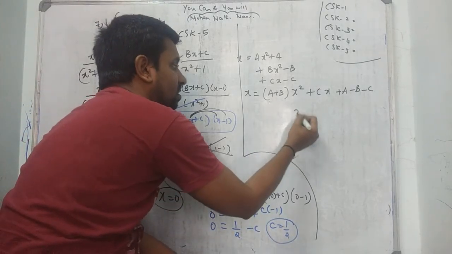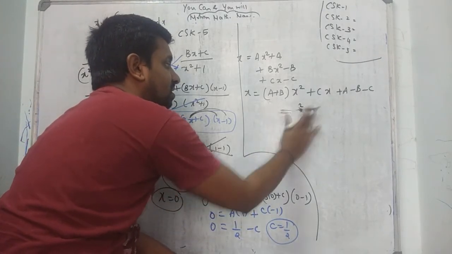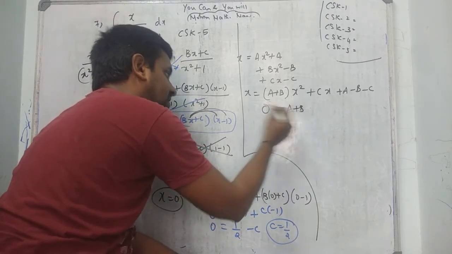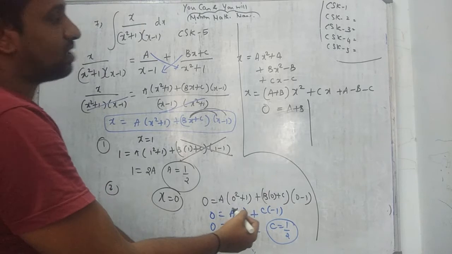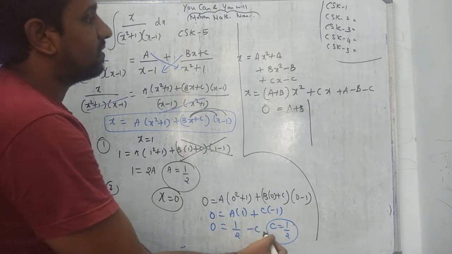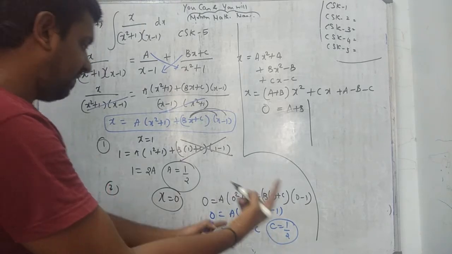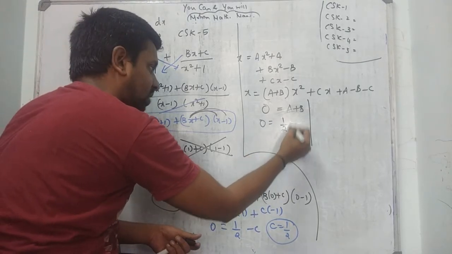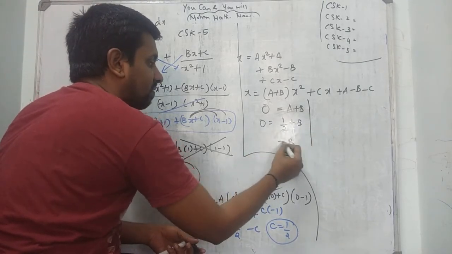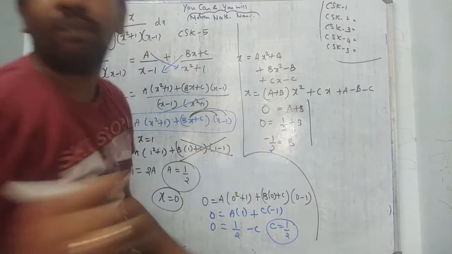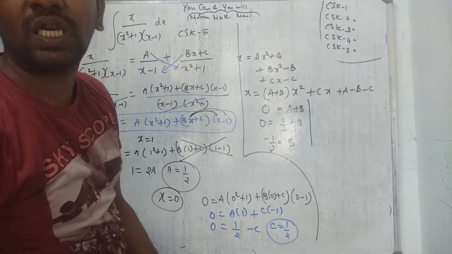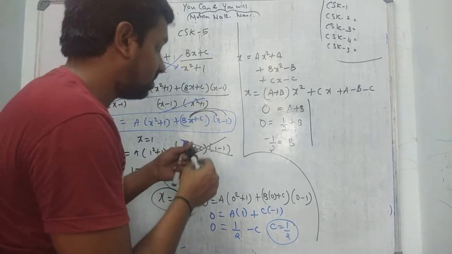So the coefficient of x square is a plus b. Here there is no x square. Next, the coefficient of x, the b value is what we need. So 0 equals a, which is 1 by 2, plus b. So b equals minus 1 upon 2. I got b equal to minus 1 upon 2. Yes, correct. This is how to find out.